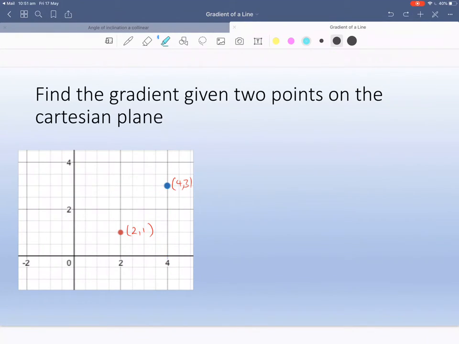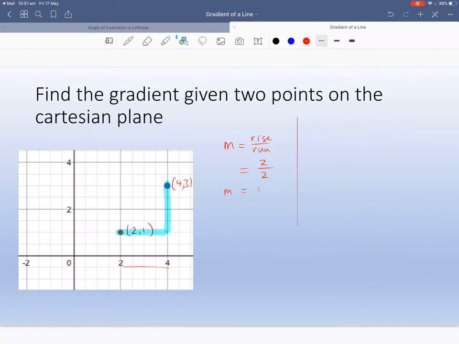To find the gradient, there's a couple of ways we can do it. We can do what we did with looking at distance, where we just see how much it rises and runs. So gradient, the symbol for it is m, is rise over run. In this case, it rises from 1 to 3, so that's 2, and this gap is 2 as well, so the gradient equals 1.